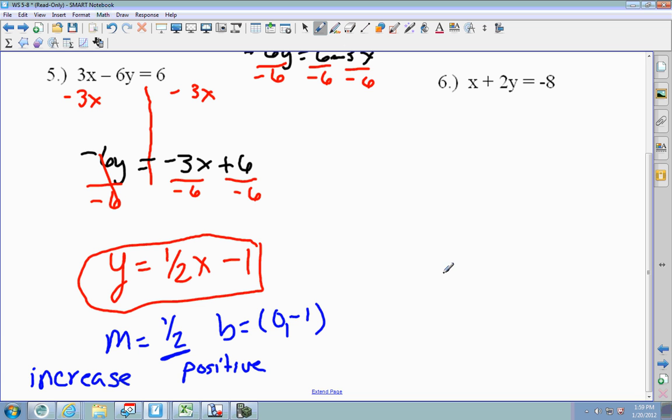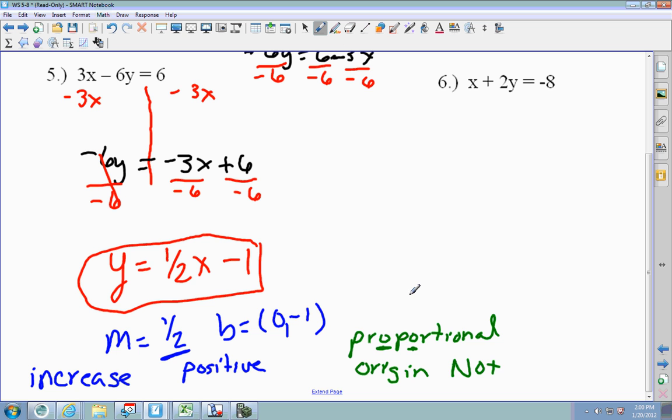Can you tell me, if you can remember, if this equation is going to be proportional? What does proportional mean? Proportional means it goes through the origin. It goes through 0, 0. Remember 0, 0 in the name? It does not go through 0, 0. The y-intercept is 0, negative 1, so it is not proportional.